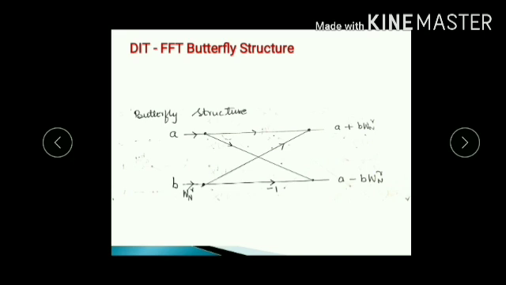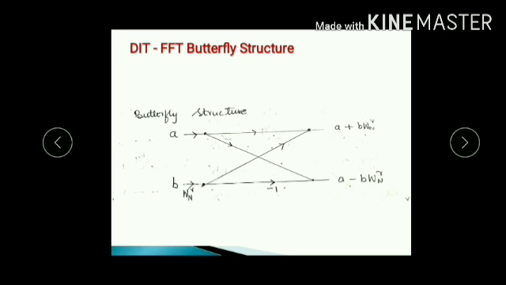DIT FFT butterfly structure. So this is the butterfly structure of a DIT FFT. Right? Now you need to draw two lines. The first line is A, the second one is B. Put an X mark between these two lines and put the arrows accordingly to the structure. This is the structure you need to maintain when you are solving the problem, compulsory. Now at the second line, at the input of B, you need to write W_N^r.